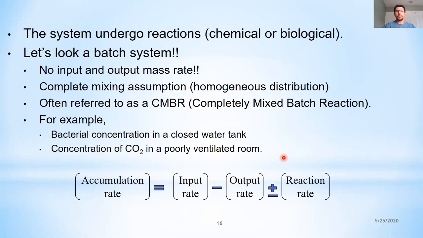As I said before, these are completely mixed, with homogeneous distribution assumed. This is generally called a completely mixed batch reactor. Some examples are bacterial concentration in a closed water tank, or the concentration of CO2 in a poorly ventilated room. You might come up with different examples. Please let me know if you have some interesting example for the batch system.